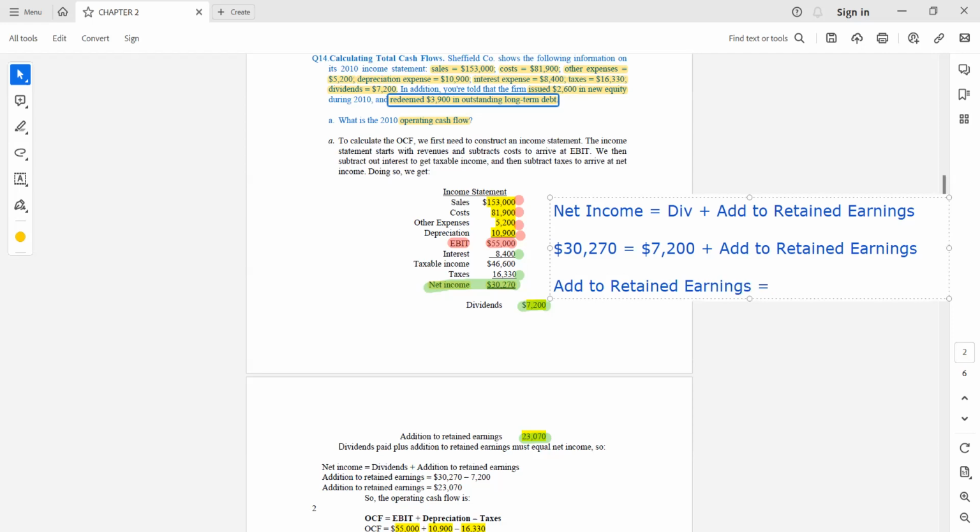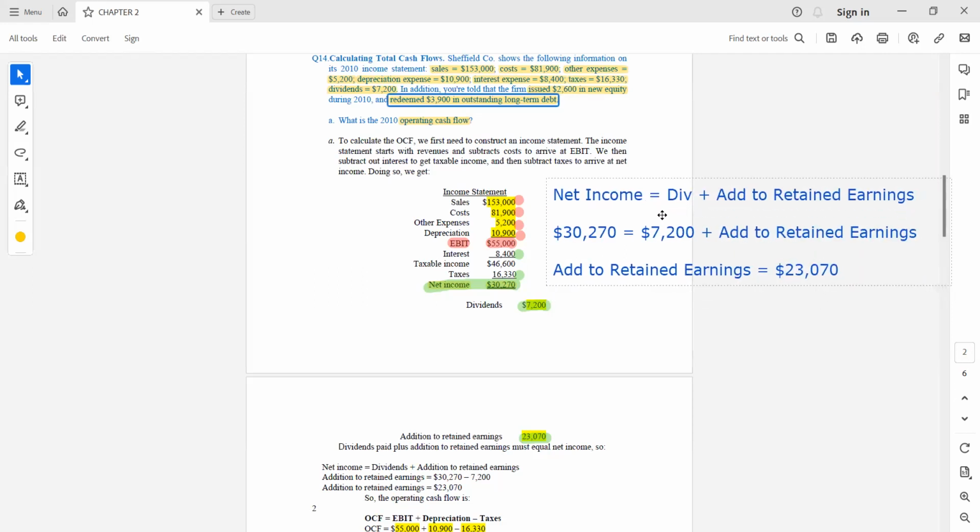Okay, so at the end, you move around, minus each other, and you get 23,070. That is your addition to retained earnings. That's for information. But this is not my focus yet, because my focus is to calculate my OCF. So how do we calculate OCF?